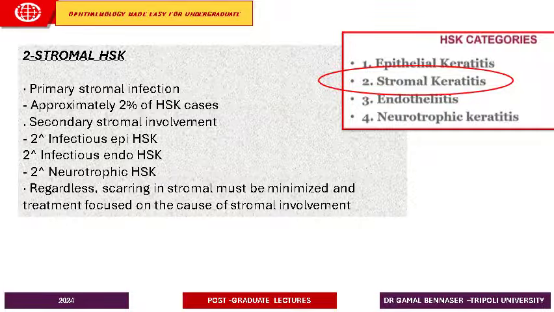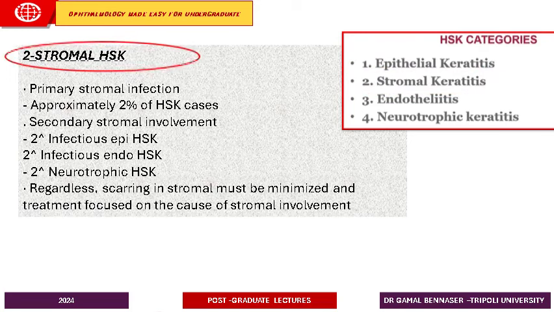Now we come to the second type of herpetic eye disease, which is after the epithelial involvement, we can have stromal involvement. This is more serious and a little bit less common, as only 20% of the herpetic eye disease can be presented as a stromal keratitis.